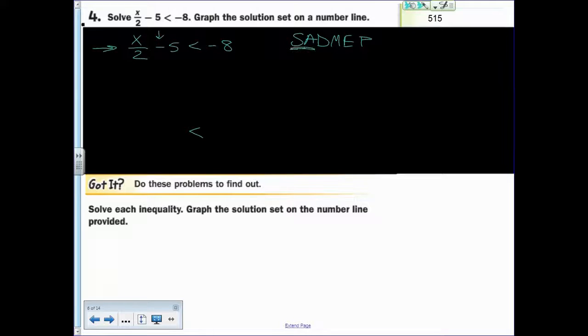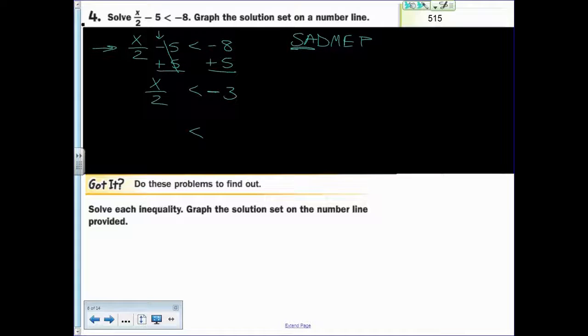Doing SADMEP, we want to make sure that we take care of addition and subtraction first. The opposite of subtracting 5 is adding 5. So we're going to add 5 on both sides of our inequality. Negative 5 and positive 5 will cross off, leaving you with x divided by 2. We drop down our less than symbol, and negative 8 and positive 5 being different signs, we'll do the subtraction and take the sign of the bigger looking negative 8, making that a negative 3.